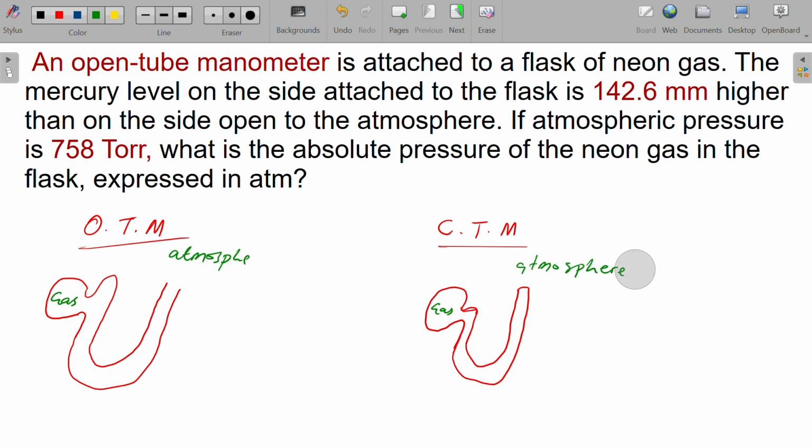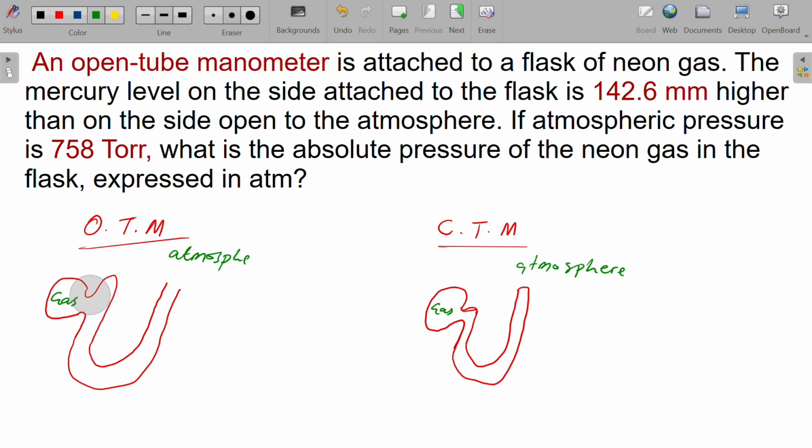All right. So what we mean by closed tube manometer is that there's no side that is open to the atmosphere. You can see this side of the gas is closed and that side is also closed. So there's no atmospheric pressure affecting the liquid in this manometer. Remember, a manometer is used to measure gas pressure as well as liquid pressure. So the atmosphere in this case for a closed tube manometer is not affecting anything inside because the tube is closed away from the atmosphere.